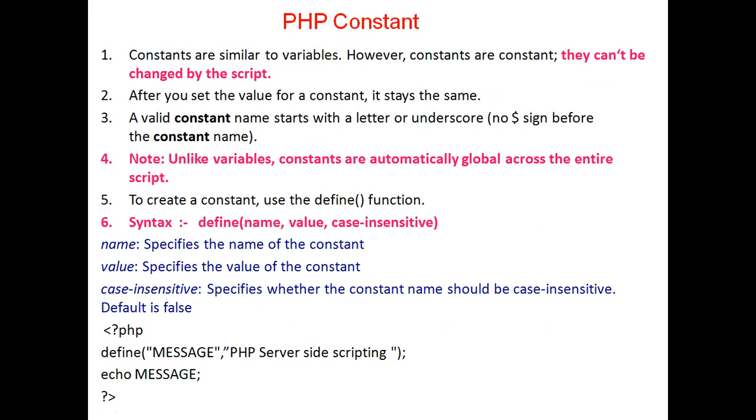Okay, likewise variable, we can define the constant. So the constants are similar to the variable, but the constants are constant, that is we cannot change them by the script. The basic example is pi. Universally 3.14. Nobody is going to change the value of pi. That is what we call the constant. Constant pi is also a variable, but its value is constant. So after you set the value of a constant, it stays the same.